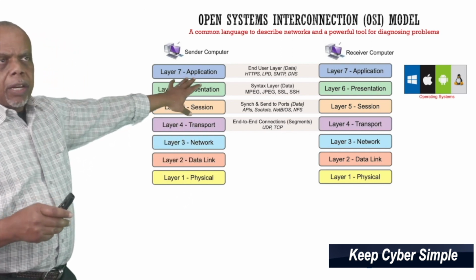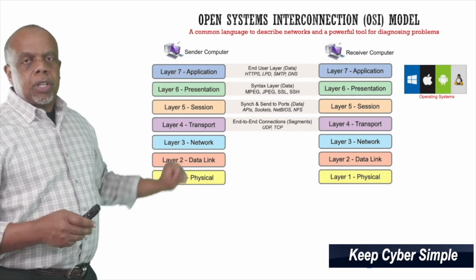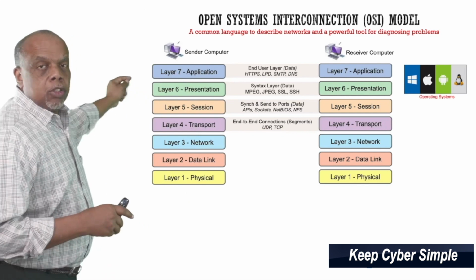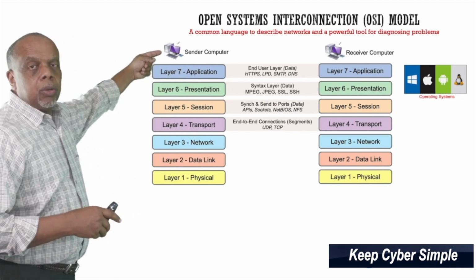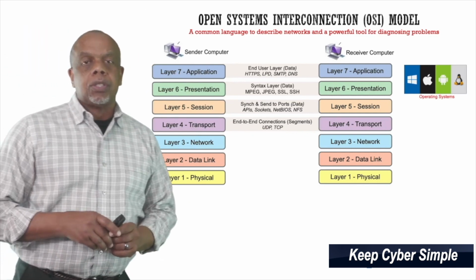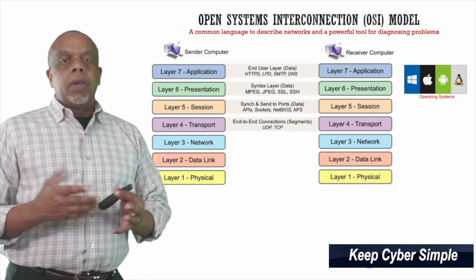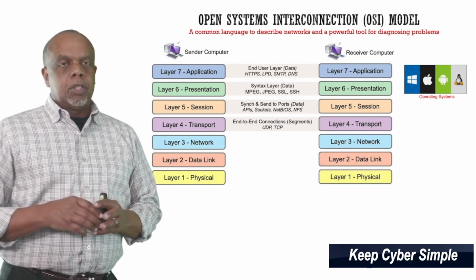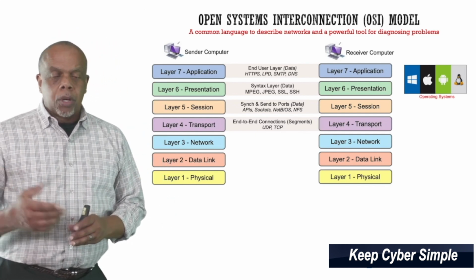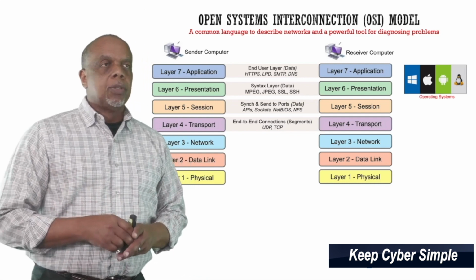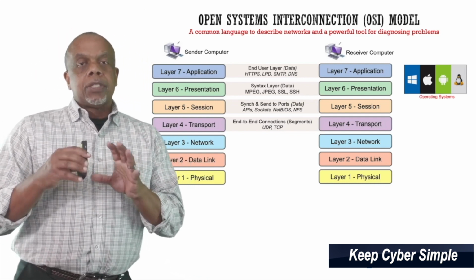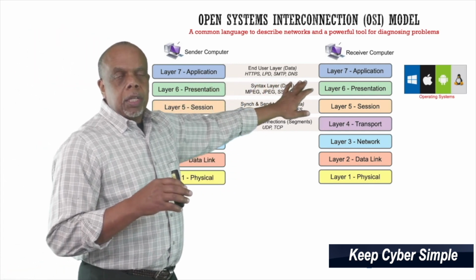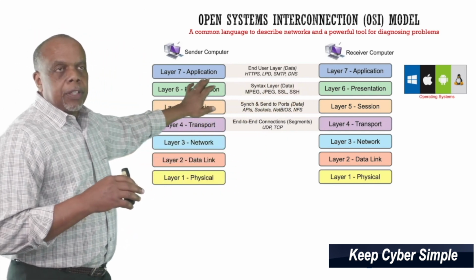So what happens here in layer 7, this is actually what gets your information ready. These are the protocols that talk to the user applications on your computer. So let's say you had Microsoft Word, and you want to send an email with a Word attachment, with a document attached to it. Well, what prepares that Microsoft email and Word are the protocols associated with layer 7.